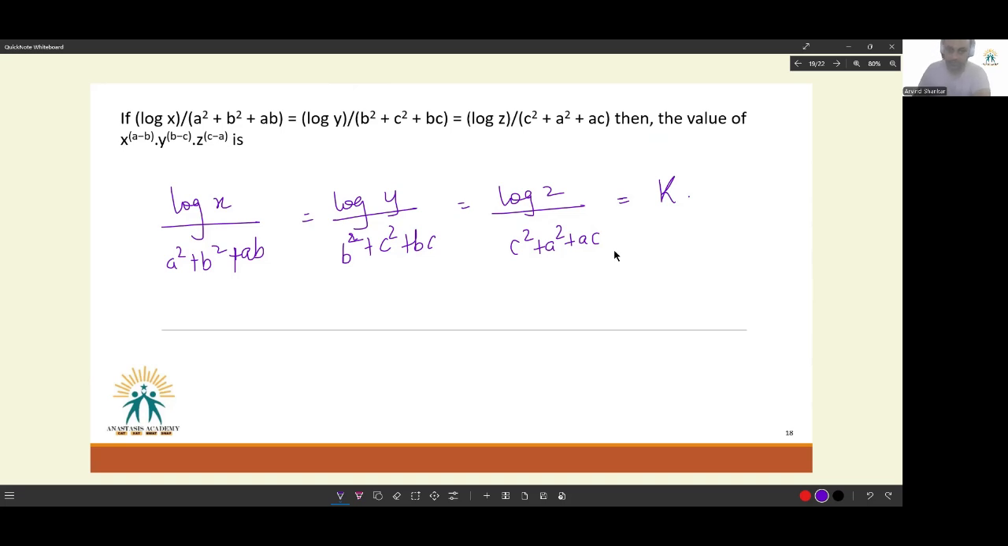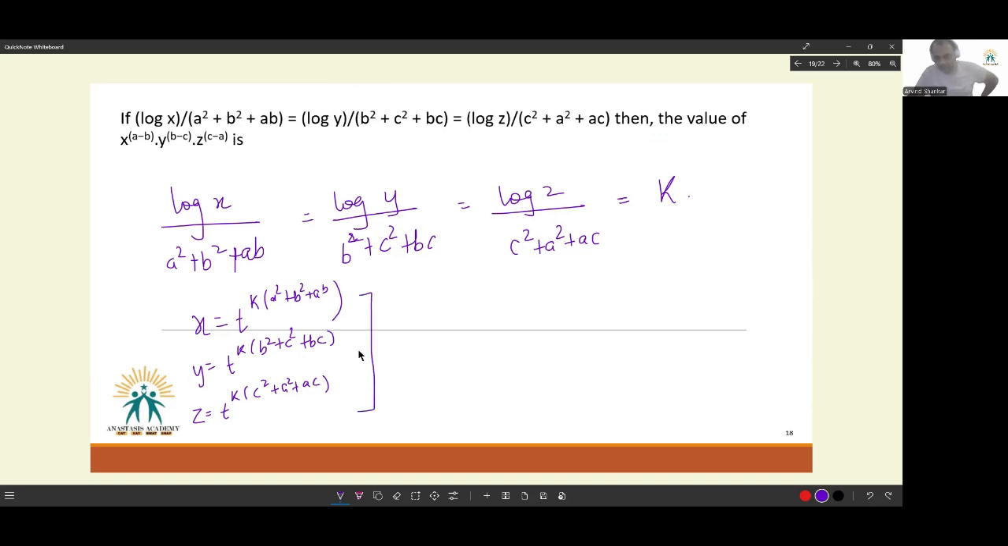The working is very similar. Is k. Okay. So now, hopefully, if I write directly x is equal to t raised to the power k into a square plus b square plus ab, it is not a problem. Or y is equal to t raised to the power k b square plus c square plus bc, or z is equal to t raised to the power k c square plus a square plus ac.